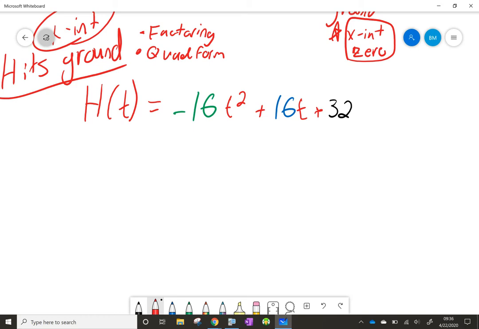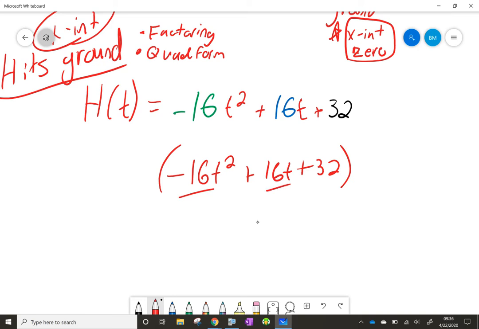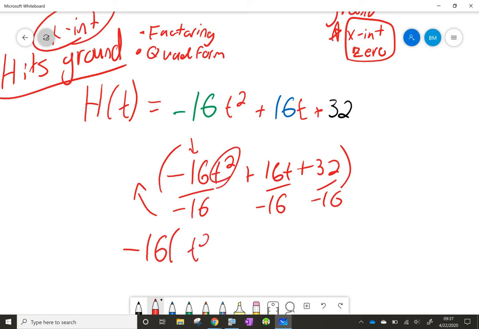So when I factor this, the first thing I'm going to find is a GCF. When you look at negative 16t squared plus 16t plus 32, I notice that all these can be divided by 16. 16 is of course divisible by itself, and 32 is still divisible by 16. Not only that, but since the first term is a negative number, I'm going to divide out a negative with all of this as well. So I'm going to divide every term by negative 16 to take the negative 16 out, which would then leave me with a positive t squared.